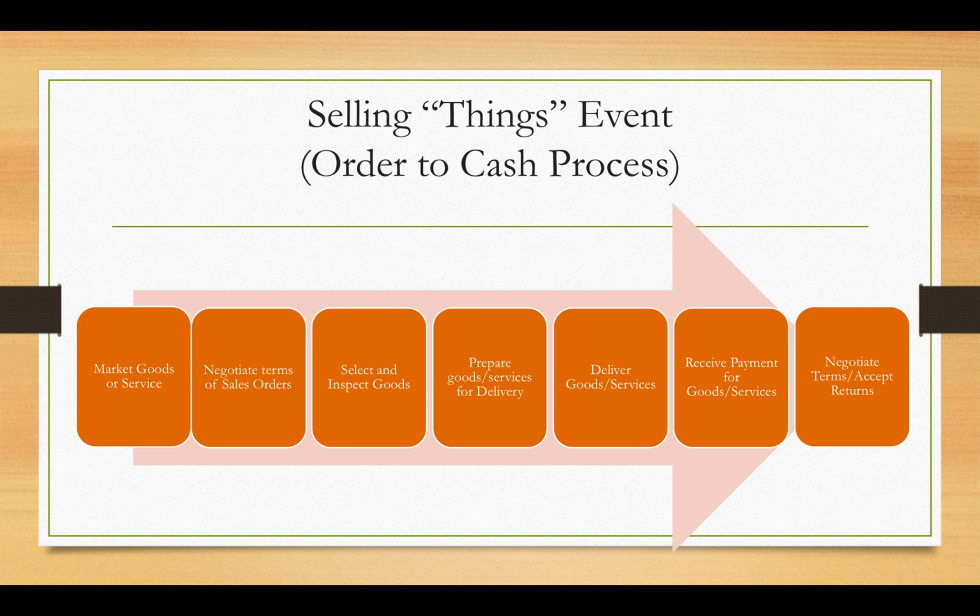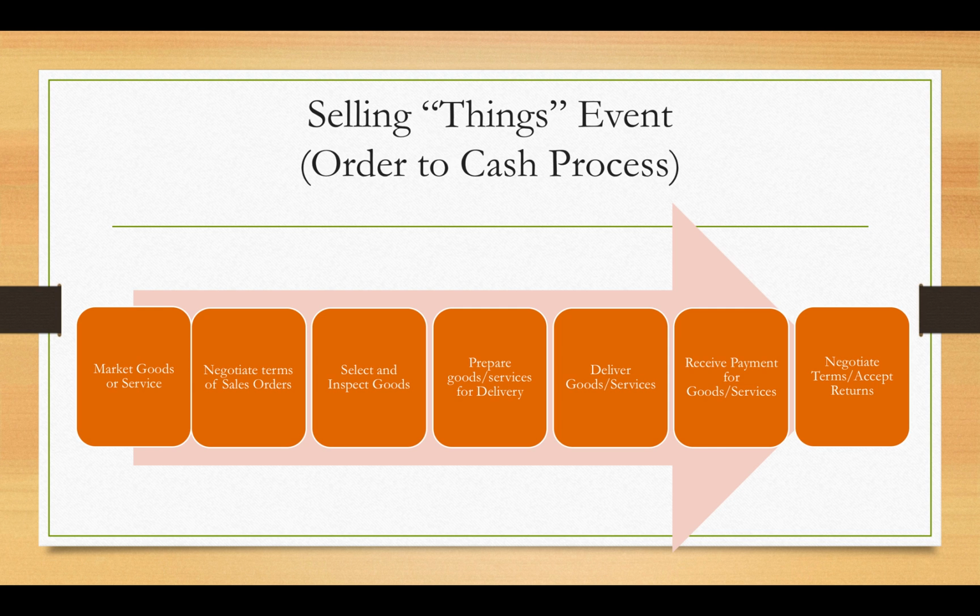In this video, we're going to talk about the order to cash process that we've been discussing in class. The order to cash process is the process of selling things to customers. So we're going to talk through a couple of examples and all of the events that happen in this process, just as a review. So first of all, I wanted to talk to you about this selling things event or this order to cash process.